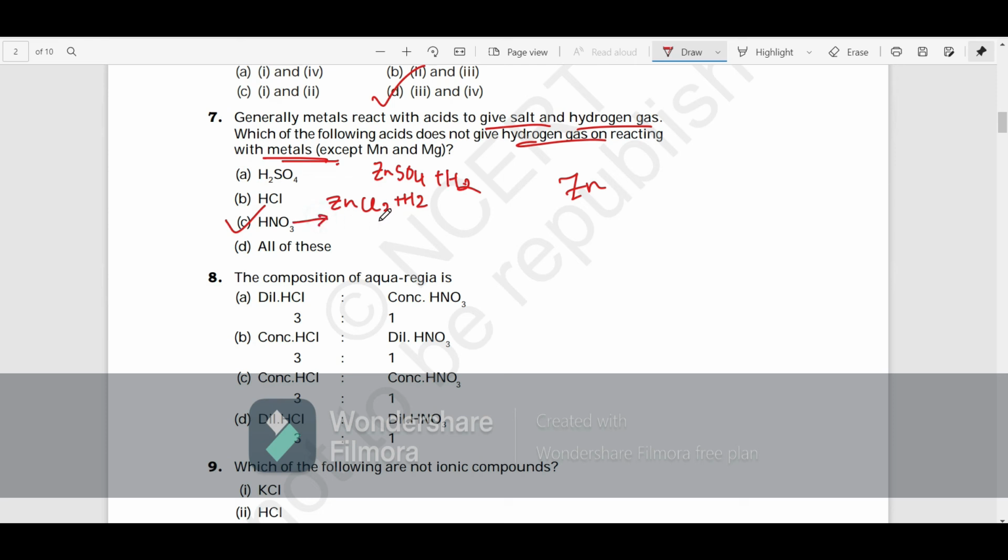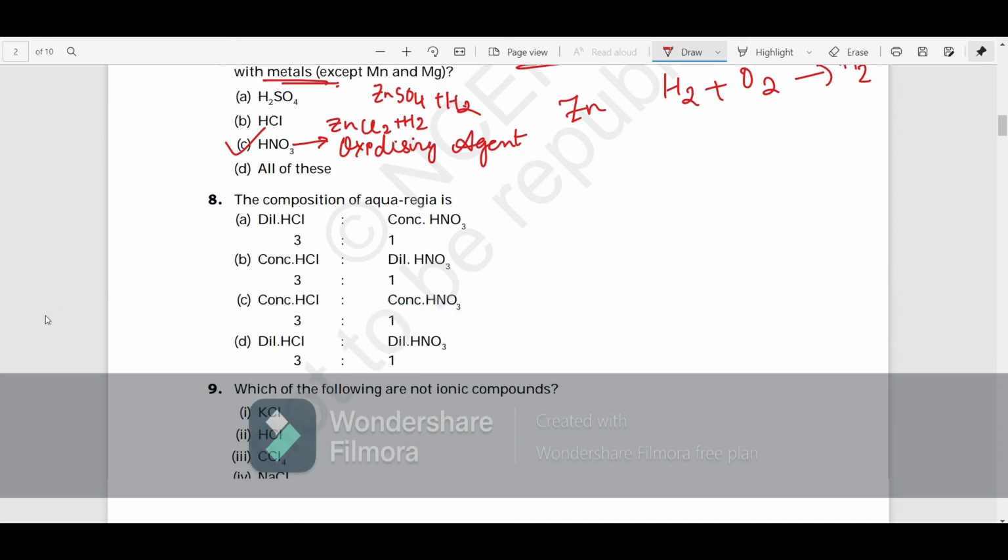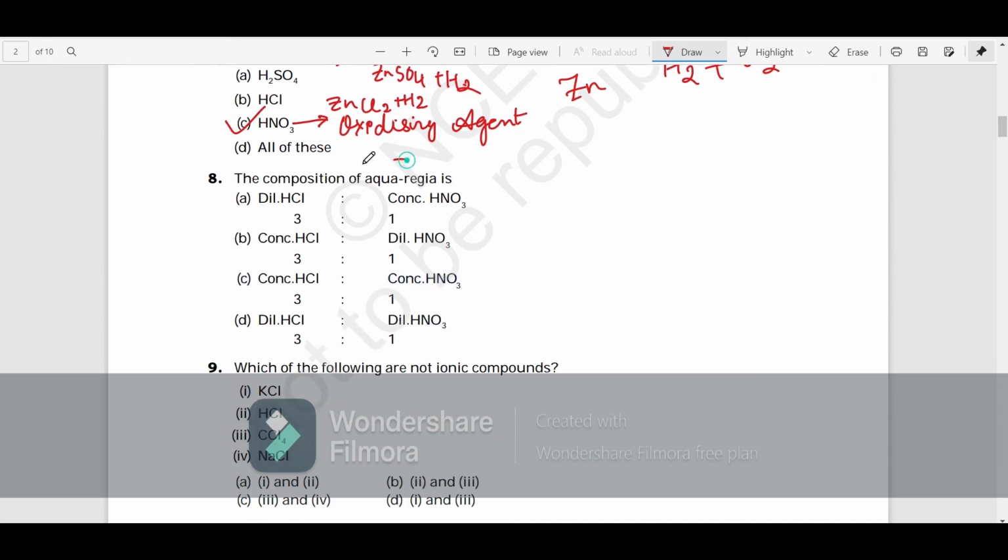Nitric acid is a strong oxidizing agent. So whatsoever hydrogen is formed, no issues, we will add oxygen to that. That's the work of HNO3, to produce water. So no longer will you have hydrogen, but you'll have water. Yeah, the composition of aqua regia.